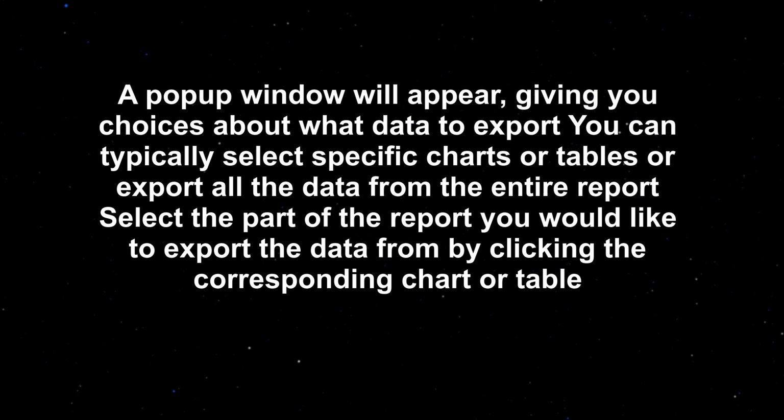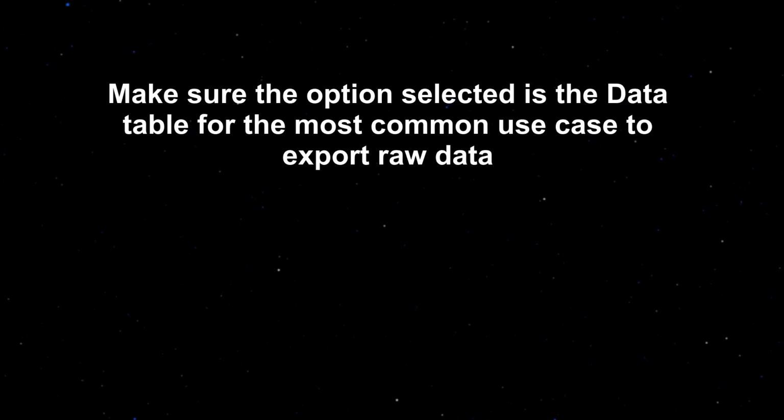A pop-up window will appear, giving you choices about what data to export. You can typically select specific charts or tables, or export all the data from the entire report. Select the part of the report you would like to export the data from by clicking the corresponding chart or table. Make sure the option selected is the data table for the most common use case to export raw data.